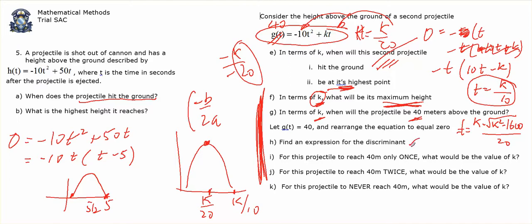Find an expression for the discriminant. So now I need to rearrange. So I would continue, but I do it in terms of k.